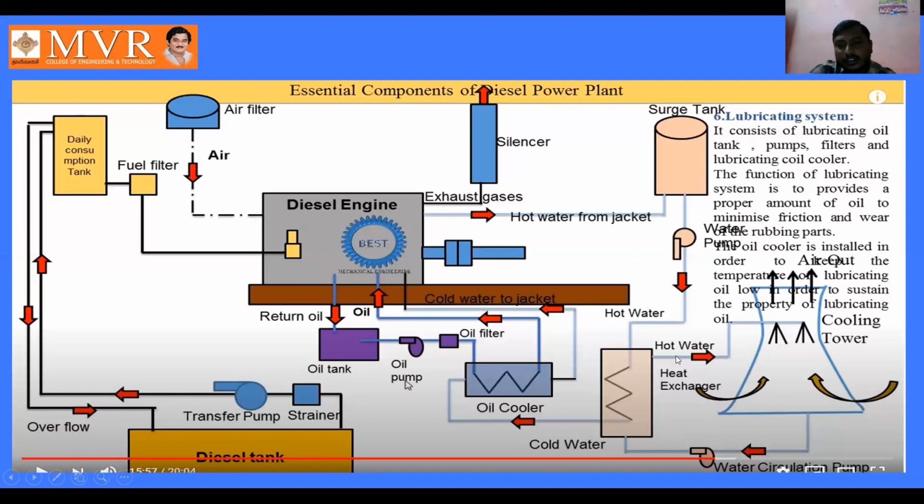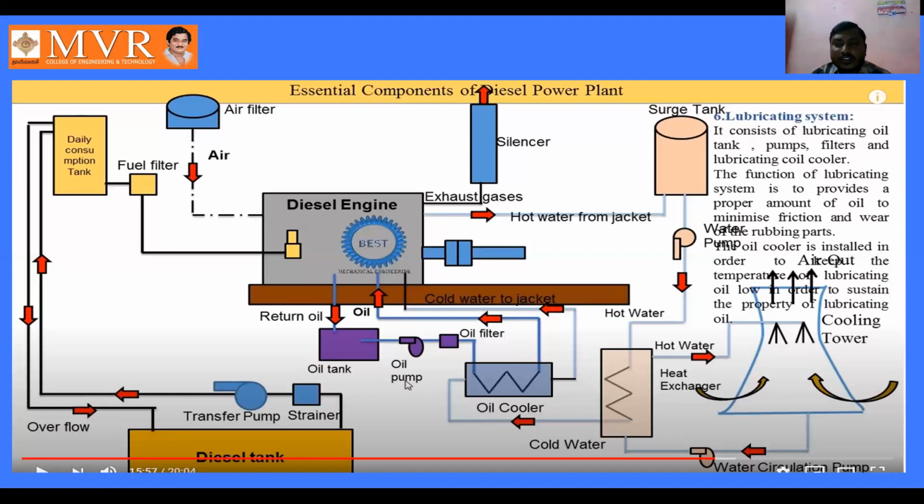We can study that the lubrication system consists of lubricating oil, oil tank, pumps, filters, and lubricating oil cooler. The function of the lubricating system is to provide a proper amount of oil to minimize friction and wear of the rubbing parts. When two parts are in contact, in a rubbing position, wear and tear is formed. For controlling the wear and tear, we are using lubrication oil here.